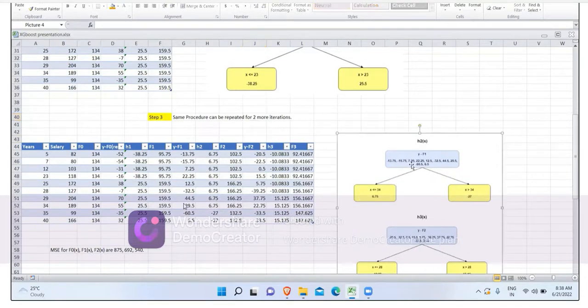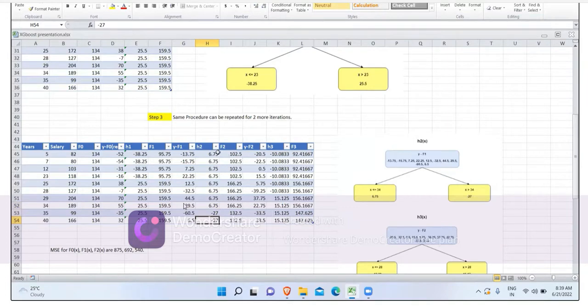Similarly, I have taken the left side of the node as x is less than or equal to 34, and the mean of the residual is coming out to be 6.75. So I have put this 6.75 over here for the values which are less than or equal to 34. And for x greater than 34, the mean of the residual is coming out to be minus 27. So I put it over here.